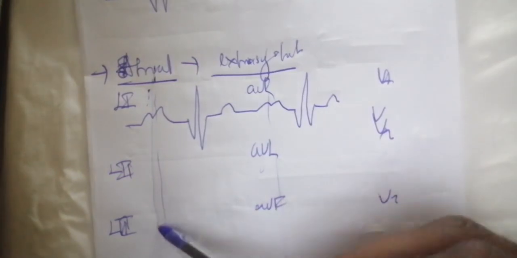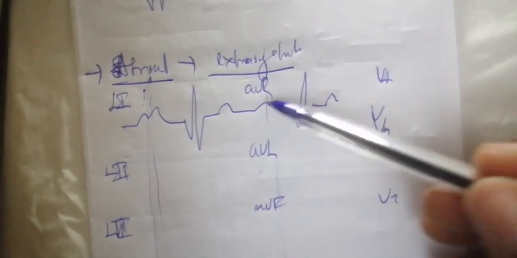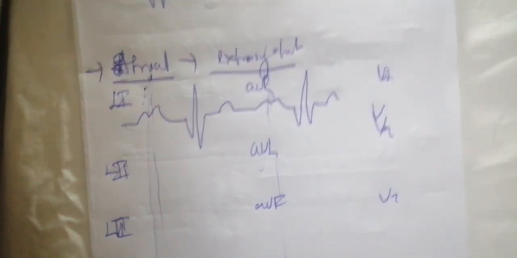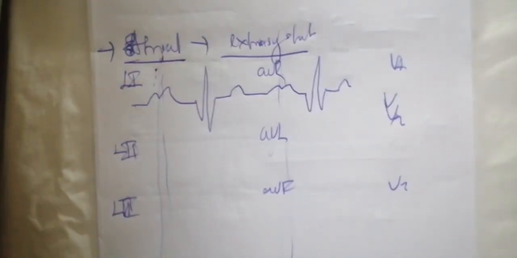So if you have a bifid P wave, you're going to visualize the bifid P wave all through the leads. When you visualize the bifid P wave all through the leads, it's going to be an atrial extra systole. While if you just visualize the bifid P wave on lead 2, it corresponds to a left atrial enlargement.